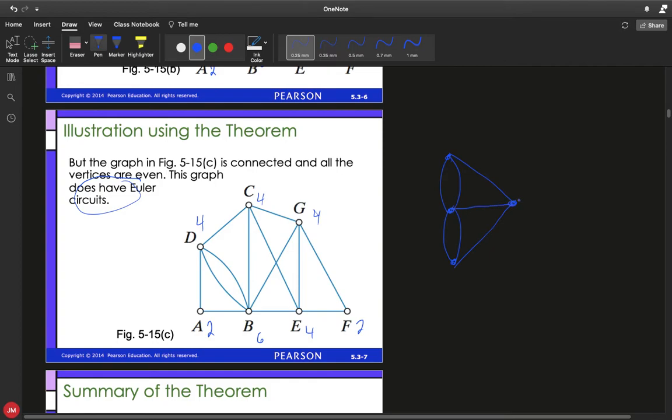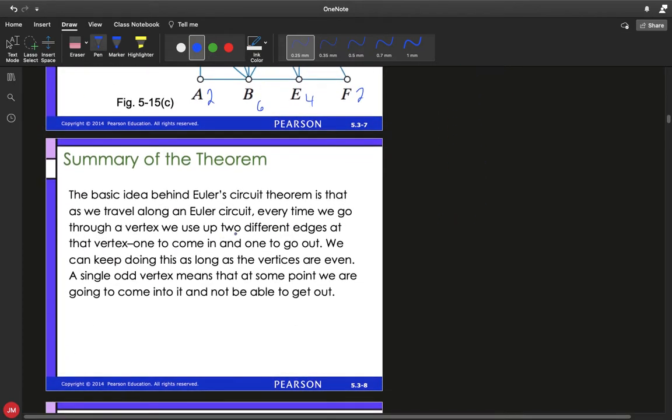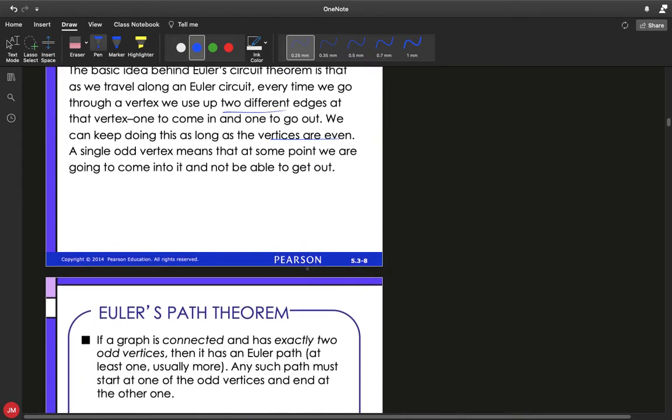And had we known Euler's theorem and we were looking for an Euler circuit, we could have right away spotted that this vertex has a degree of 3 and a circuit isn't possible. Now, we were looking for a path actually in that case, so let's talk about paths in just a second. Basically, the idea behind the Euler circuit is that every time you go through a vertex, you use up two different edges, one to go out and one to go back in. That's why we have to know that the vertices are all even. So that's kind of the idea behind the theorem.